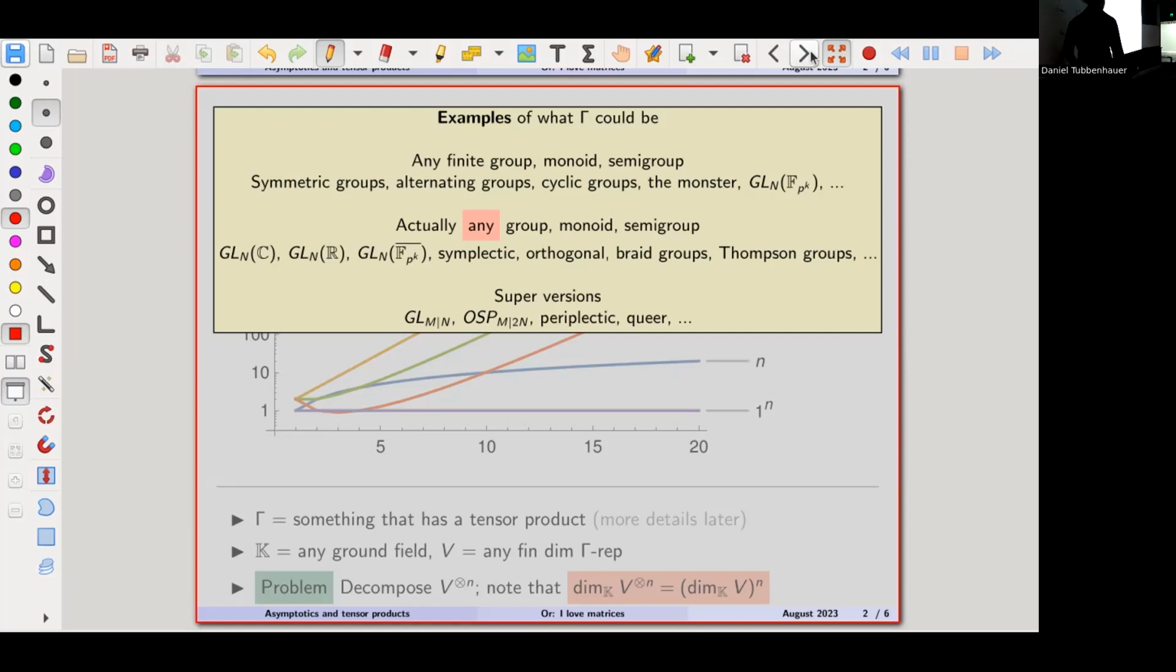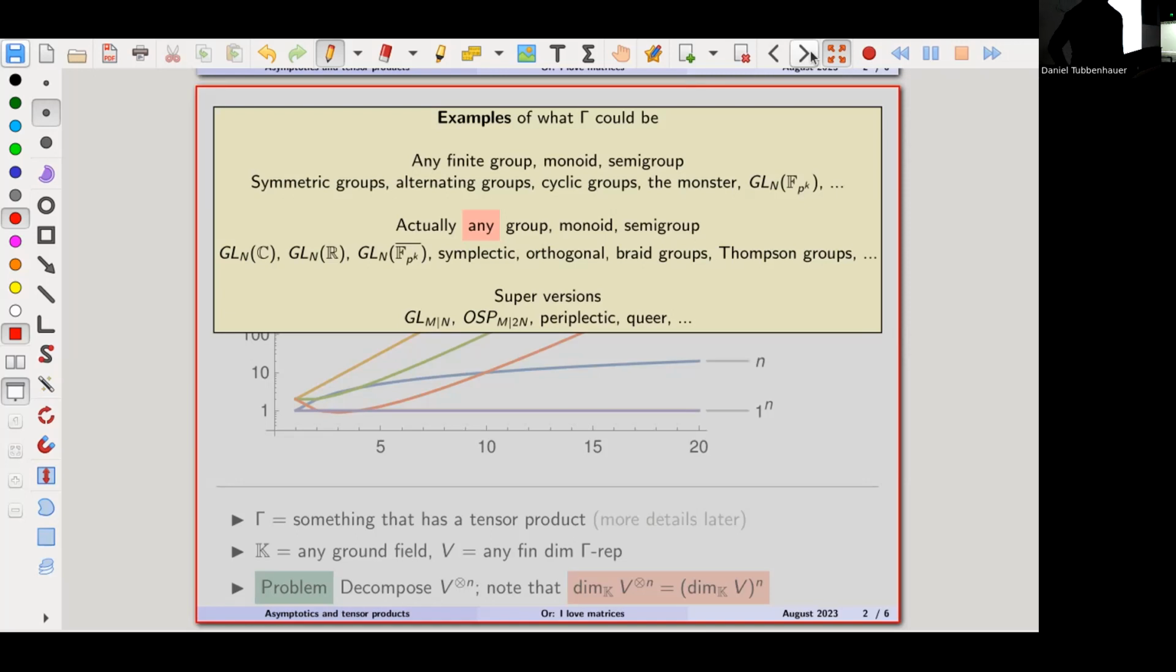For some reason, I realized I wanted to order them by difficulty, but I kind of messed up. So symmetric groups, I have no idea why I put them there. So for me, apparently, symmetric groups are easy and whatever. Things are more complicated as you go along. Anyway, but it can actually be any group.